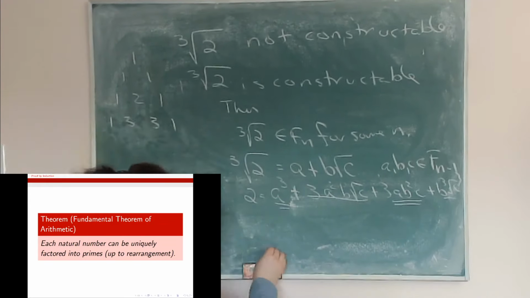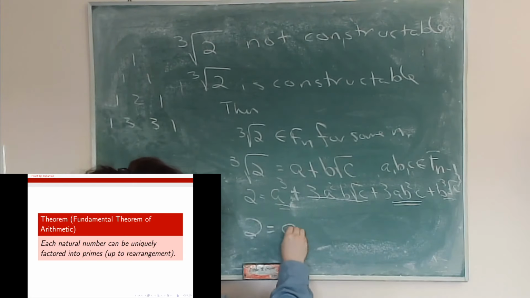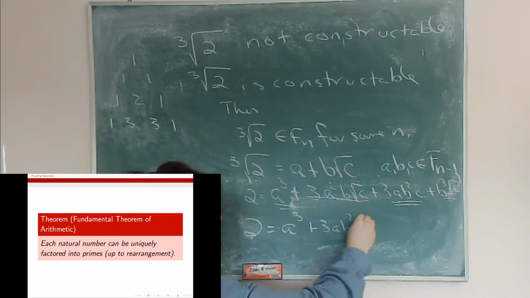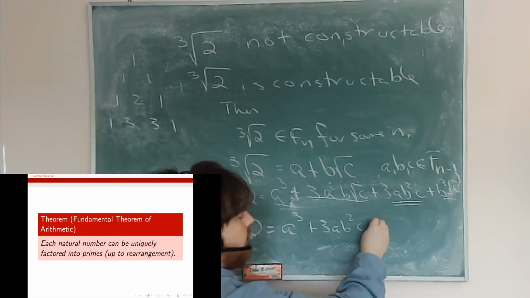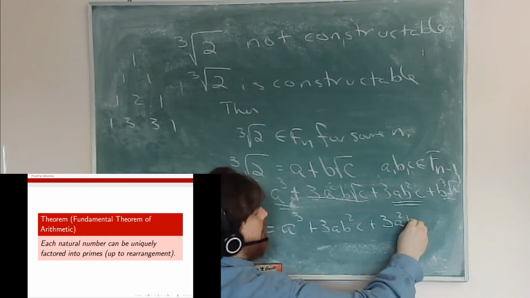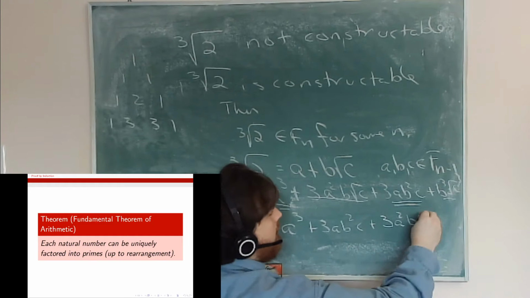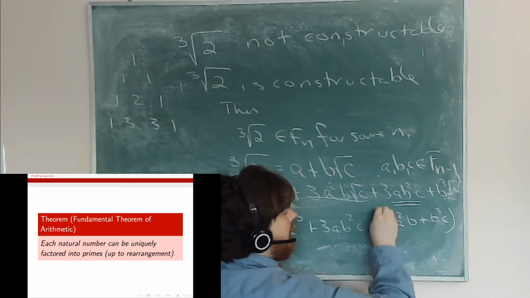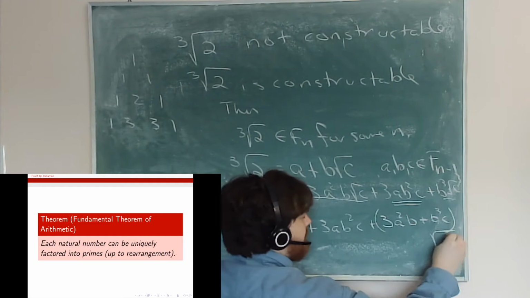And so I'm going to group these so that I get 2 is equal to A cubed plus 3AB squared C plus 3A squared B plus B cubed C times the square root of C.